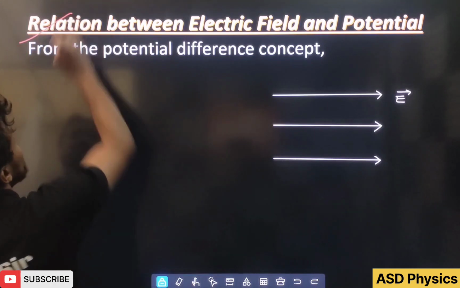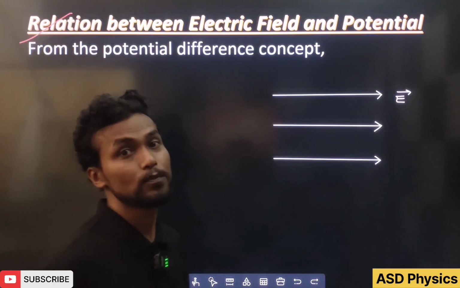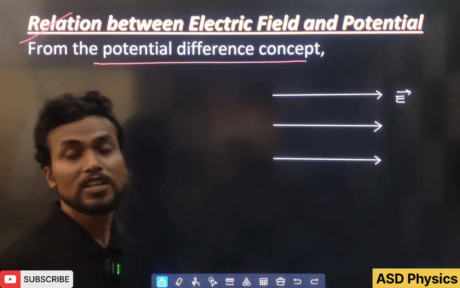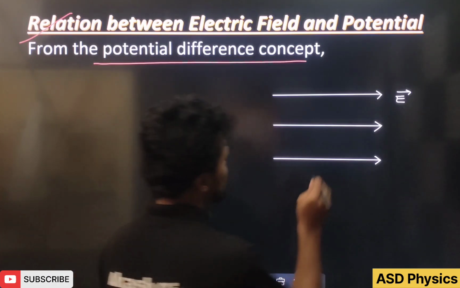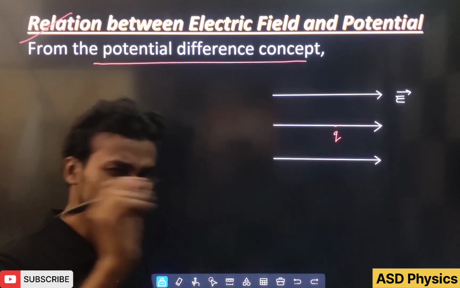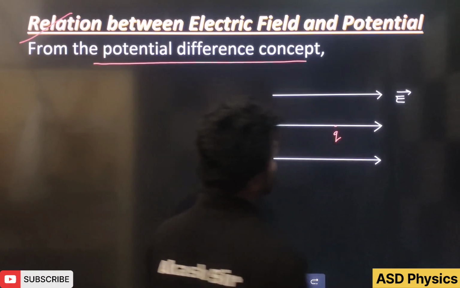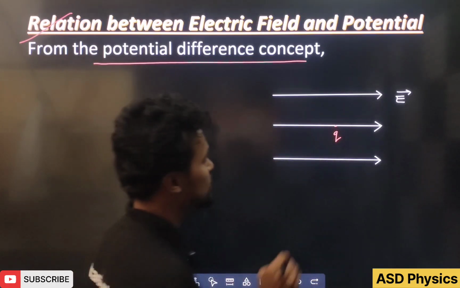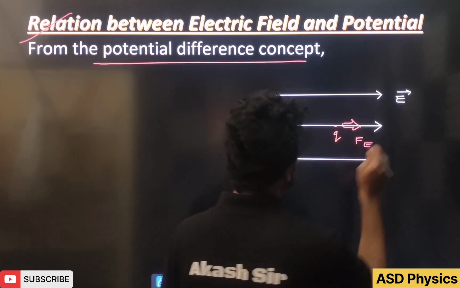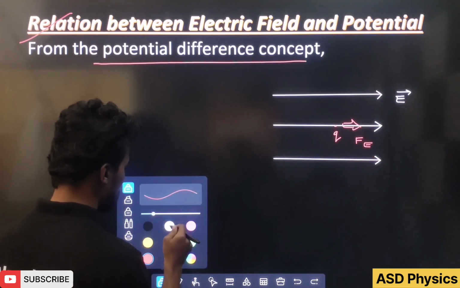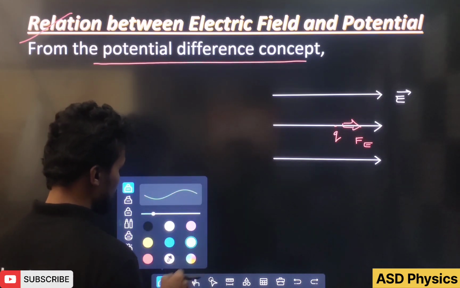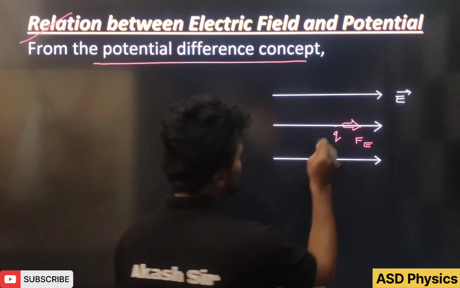The topic is the relation between electric field and potential, and you can see it from the potential difference concept. We learned this concept in the last video, but we will see it one more time here in a simple way. You know very well, this charged particle will experience an electrostatic force in the direction of the electric field. That means this charged particle has the tendency to move in the direction of the electric field automatically by itself.